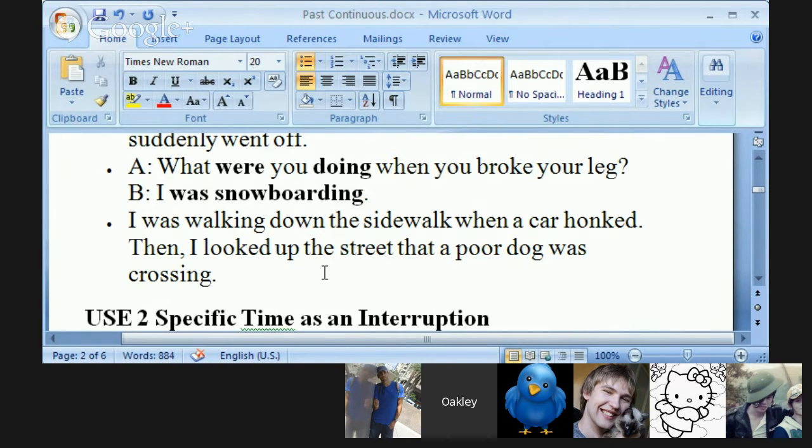It just seems a little odd in context because: I looked up, walked down the sidewalk when a car honked, then I looked up the street that a poor dog was crossing. It seems slightly odd that you would have to define the street with the information that a poor dog was crossing, because you're already walking down the sidewalk. We've already defined what street you're on. You're on the street you're walking on, so it's odd to redefine it again. I agree with you. I think "where a poor dog was crossing" is better. Like, you looked where, not that.